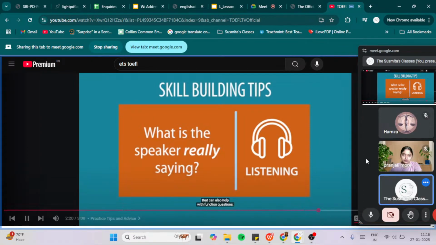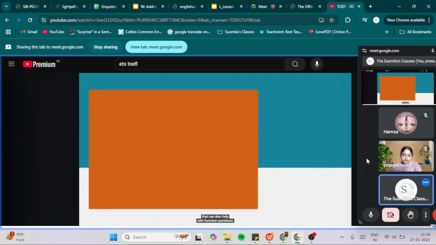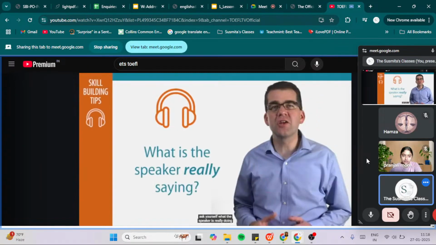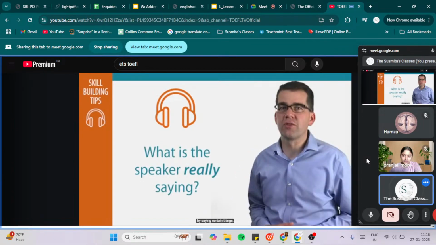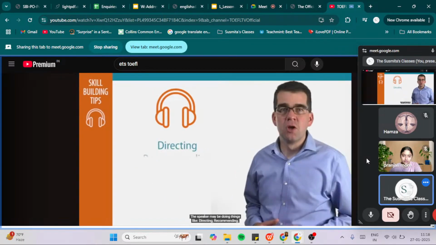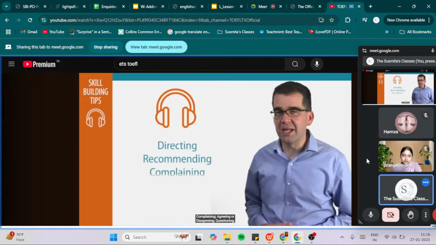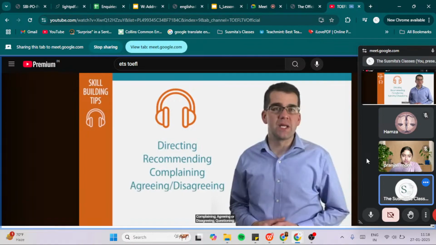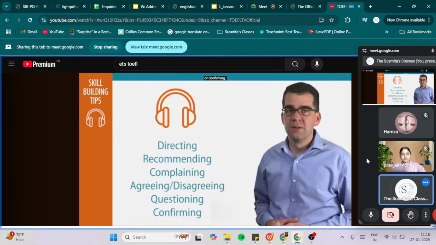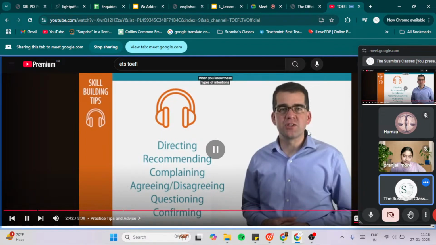That can also help with function questions. When listening to a passage, ask yourself what the speaker is really doing by saying certain things. The speaker may be doing things like directing, recommending, complaining, agreeing or disagreeing, questioning, or confirming. Write this down. He is telling something, giving directions, or he is recommending something, he is complaining, or he agrees or disagrees on something, or he is questioning something or confirming something. Gauge over here in these function questions.